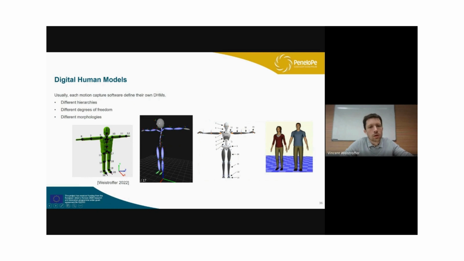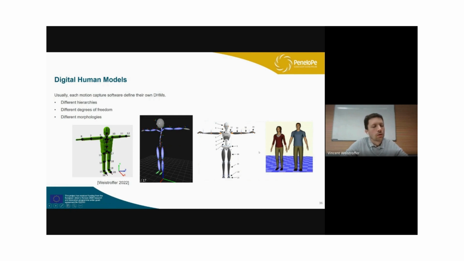The picture here is from the Xsens movement documentation. You get different hierarchies and different degrees of freedom for the lumbar spine, for the neck and the head. And the picture on the right side is from the Delmia and 3D Experience software suite. They also define their own digital human model with different degrees of freedom, different hierarchies, and also specific different skins that you can put on the avatar.